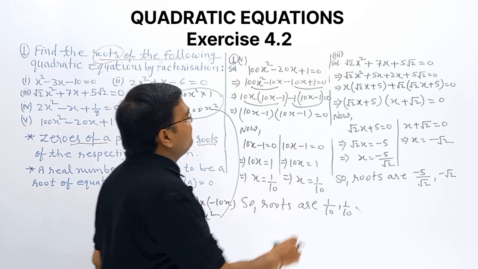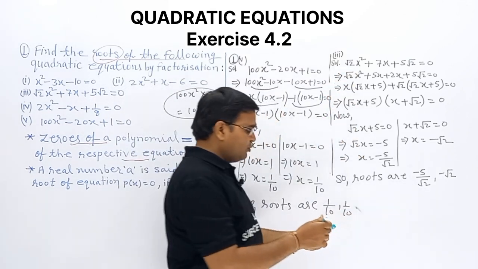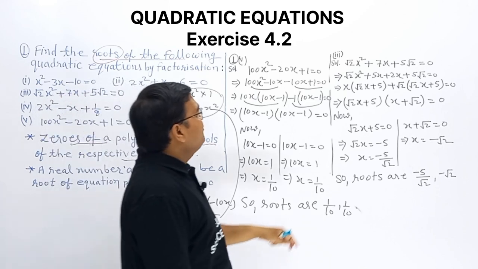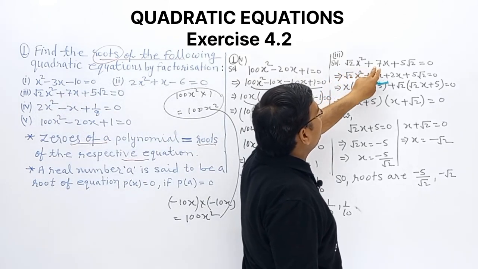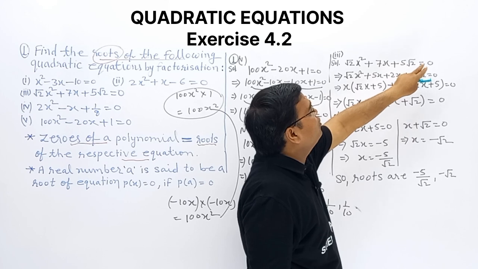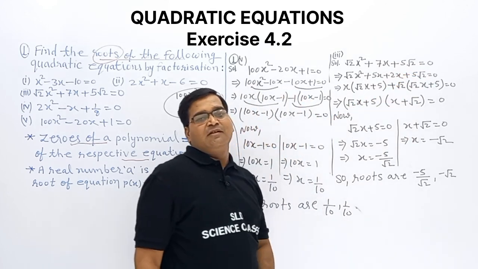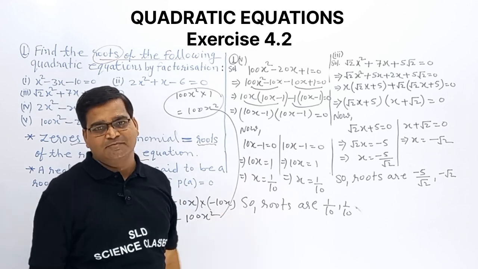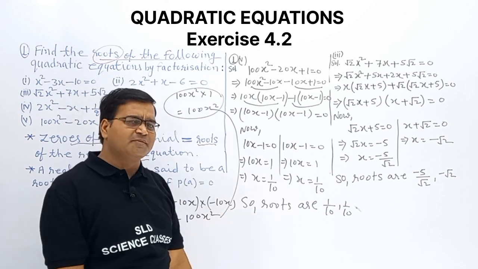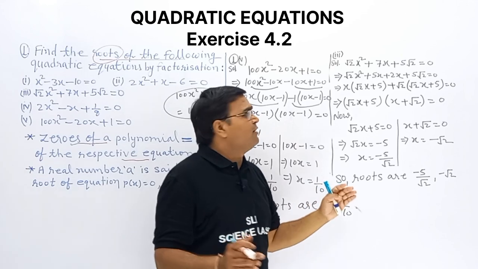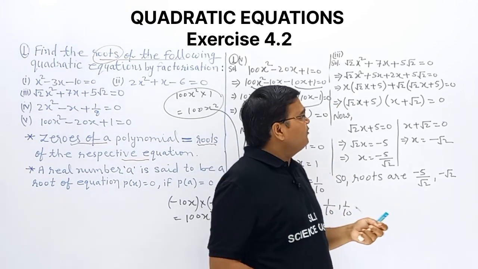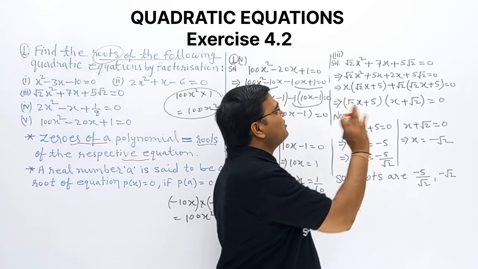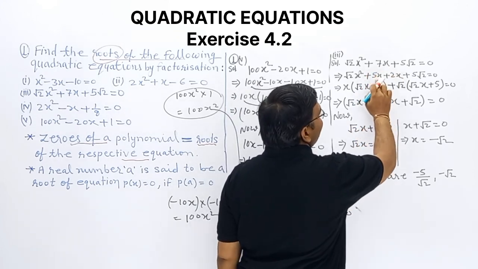What about this question? Observe this question carefully: root 2x square plus 7x plus 5 root 2 equal to 0. By observing, it is looking hard, but it is not hard. We are observing it and then feeling that it is the hard one. No. Same process we will do. Split this one.